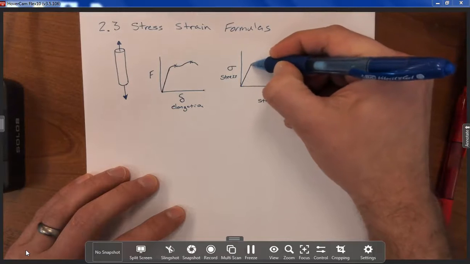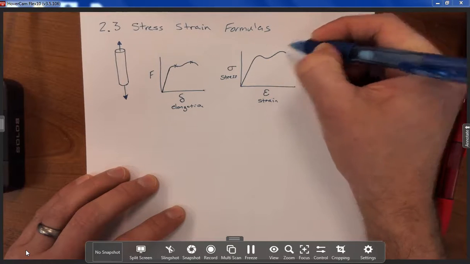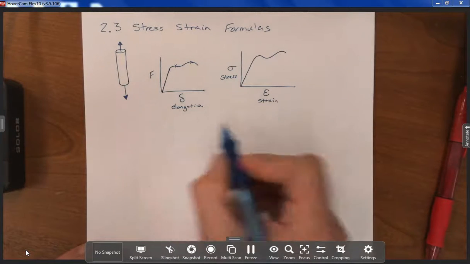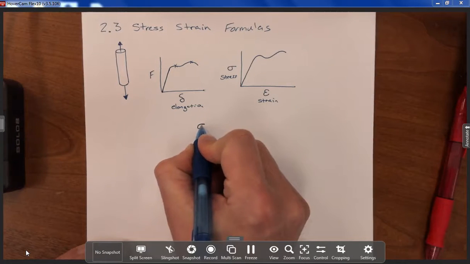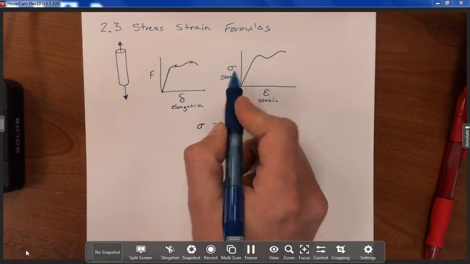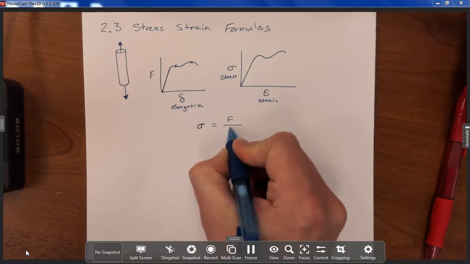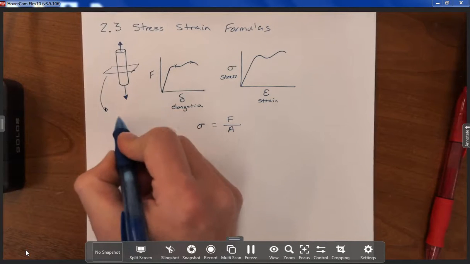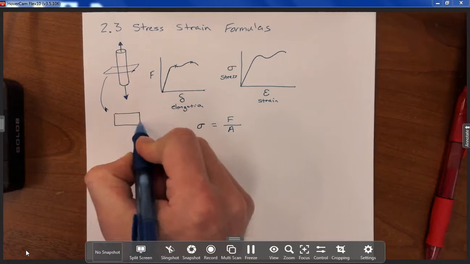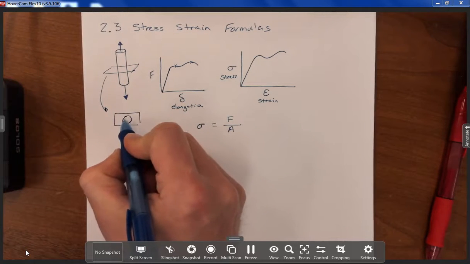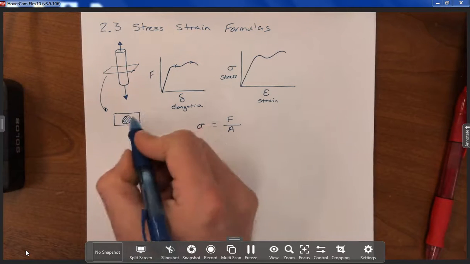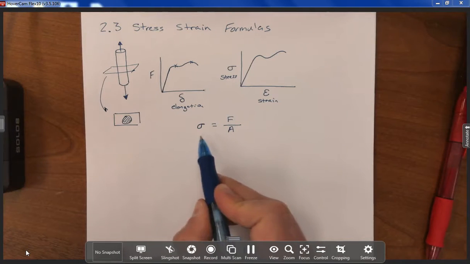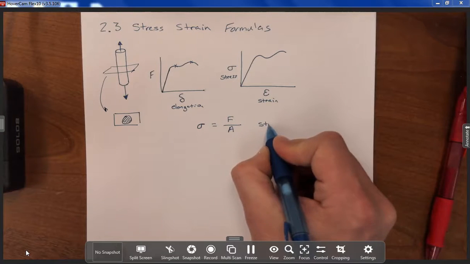And so we're going to have the same shape graph, but we will have removed the variable of what our sample size was. How do we do that? Well, here are some of your formulas, relationships. Stress is force divided by area, and that area is the cross-sectional area. If you were to create a section view, a slicing plane here, what's the area of the cross-section of that material? So force divided by the area of the cross-section will give you stress.